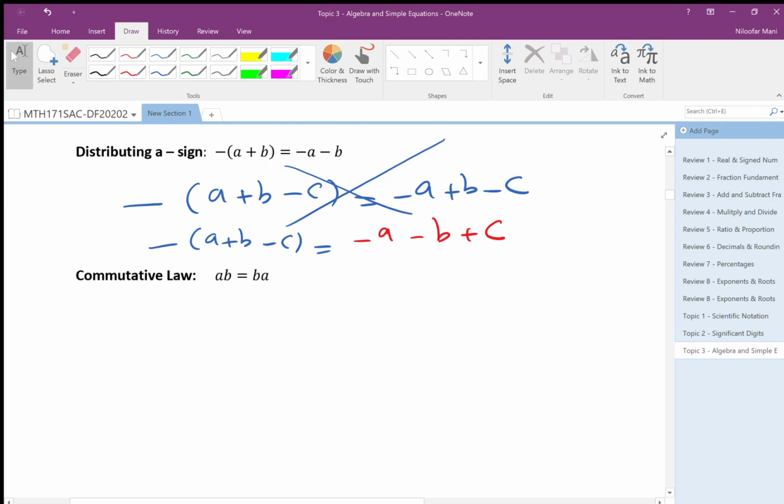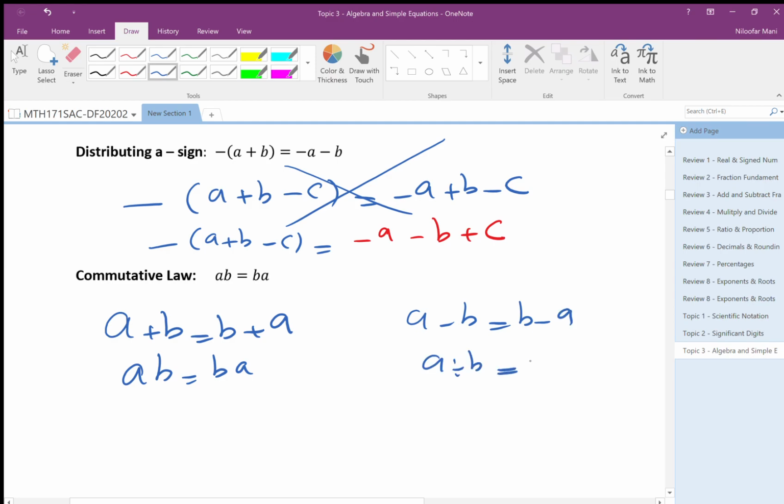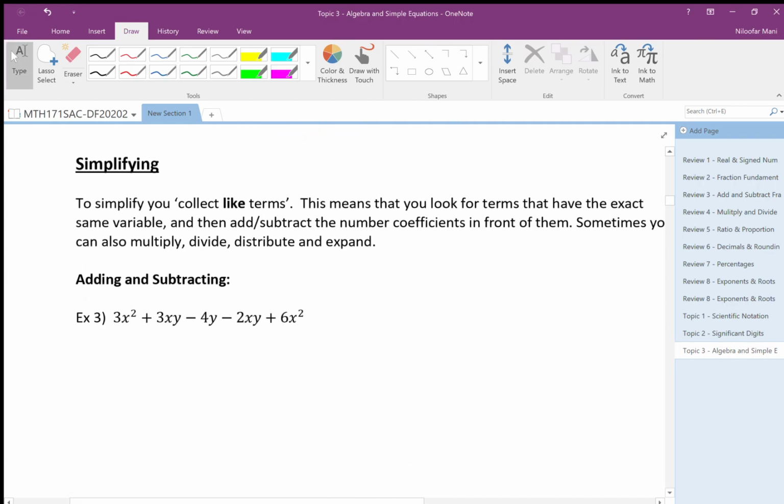Commutative law. If I have a plus b, it's the same as b plus a. If I have a multiplied by b, it's the same as b multiplied by a, but it doesn't work for subtraction or for division. It works just for multiplication and addition. We need to know these things because we use them. These are just basics and definitions.